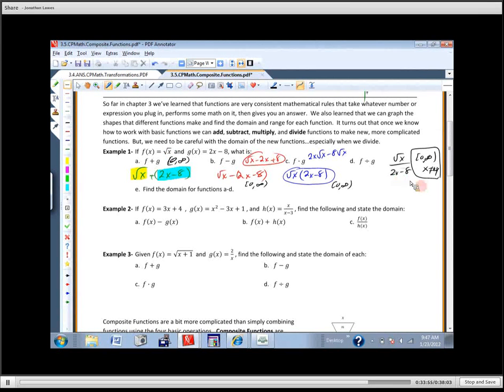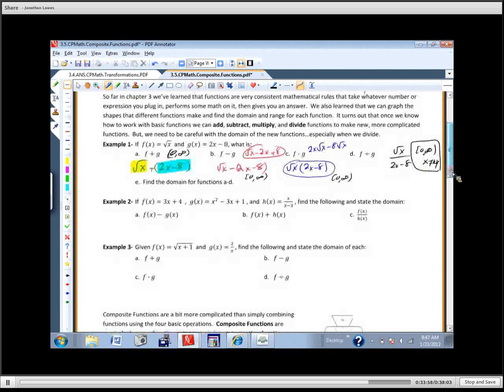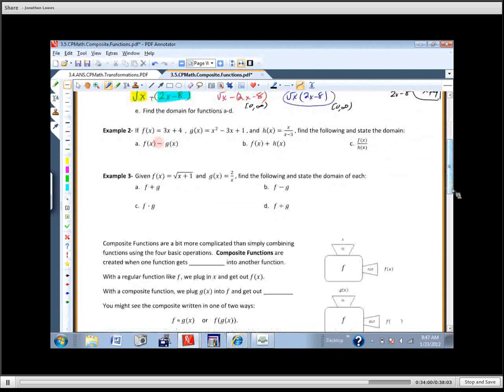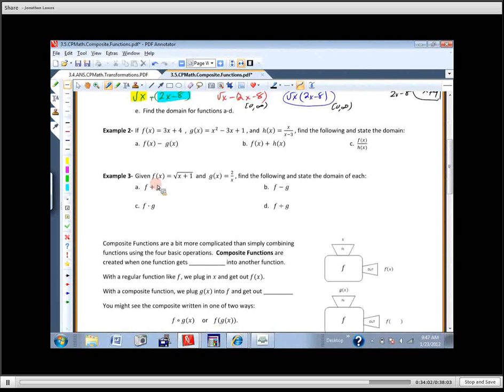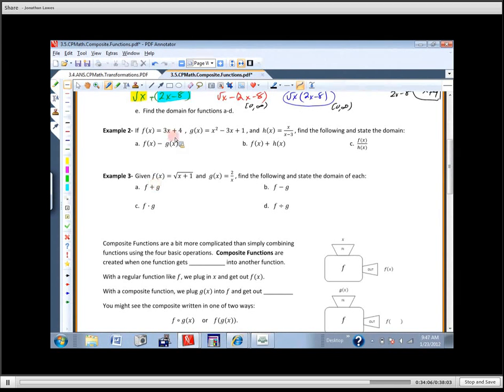And the only weird thing that was introduced is when we divided. Okay? So let's take a look at this next example here. So f of x is 3x plus 4. Plug in anything you want. g of x is x squared minus 3x plus 1. Plug in anything you want. What about this guy right here? Is there anything you can't plug into that one? Okay, so that's the only one that has a domain issue.